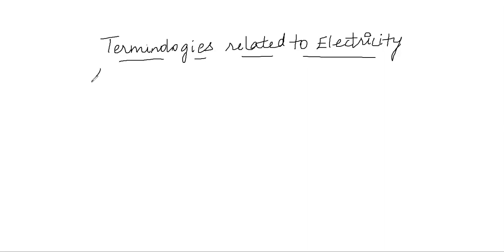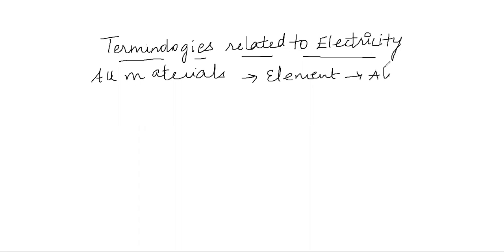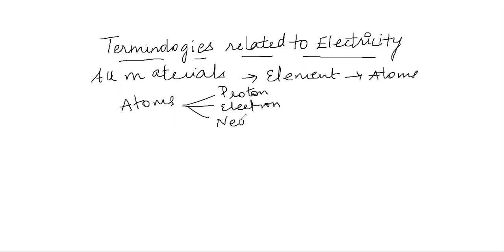So, we know that all the materials are made up of one or more elements. An element is a substance which is composed entirely of atoms of same kind. An atom consists of three important particles. One is proton, then electron, and then neutron.